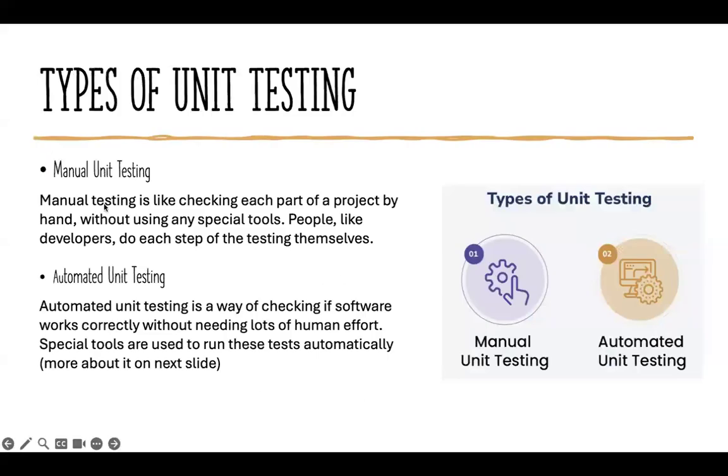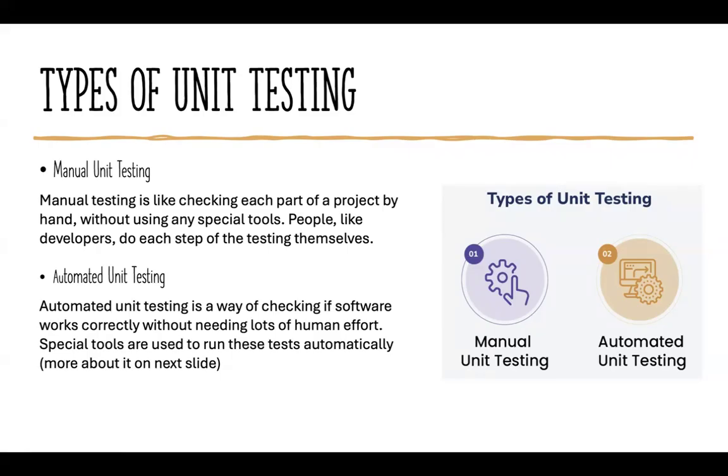But knowing that there are two types of unit testing, manual unit testing and automated unit testing, if there were ways of coming up with more efficient automated testing software, and we'll talk more about the two software that we're looking into, which are JUnit and Mockito. So let's talk about the types of unit testing now. The first type is manual unit testing. Manual testing is like checking each part of the project by hand without using any special tools.